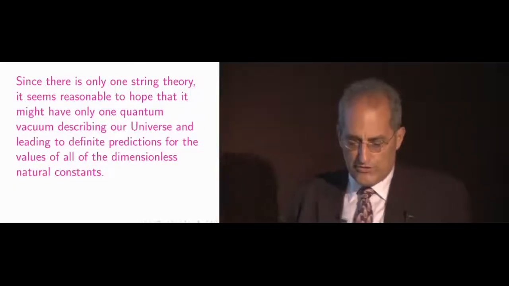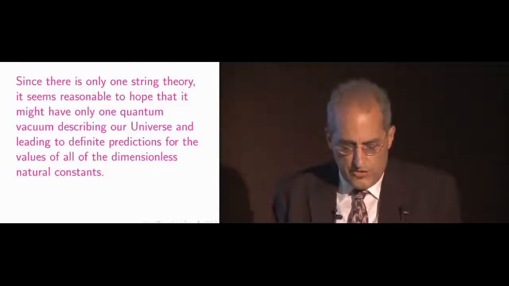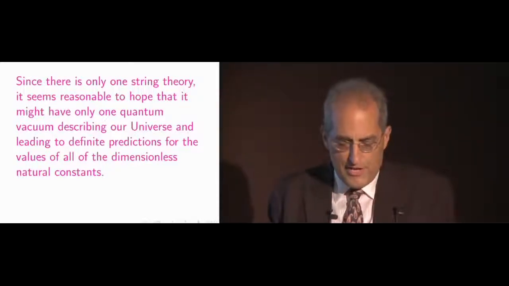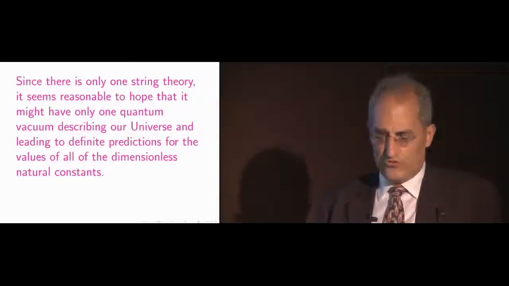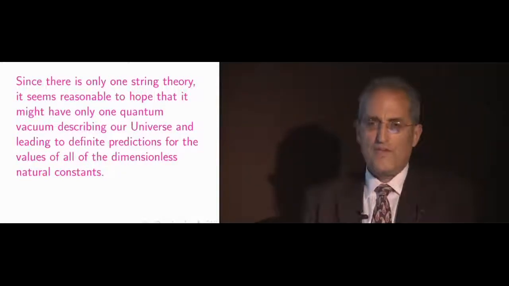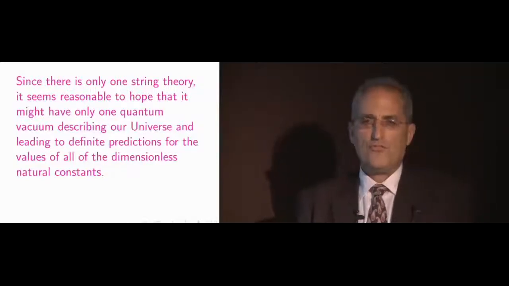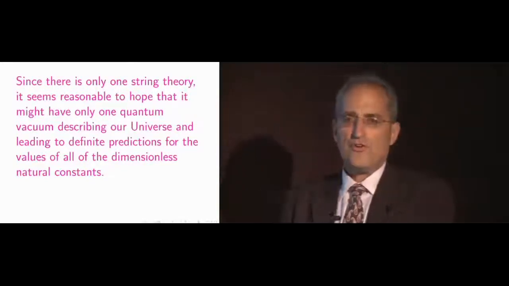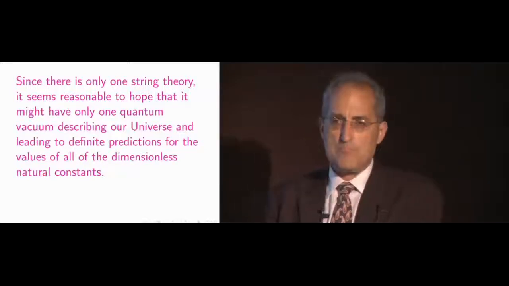Since there's only one string theory, it seems reasonable to hope that it might have only one quantum vacuum describing our universe and leading to definite predictions for the values of all the dimensionless natural constants, like, for example, the ratio of the mass of the electron to its heavier cousin, the muon.